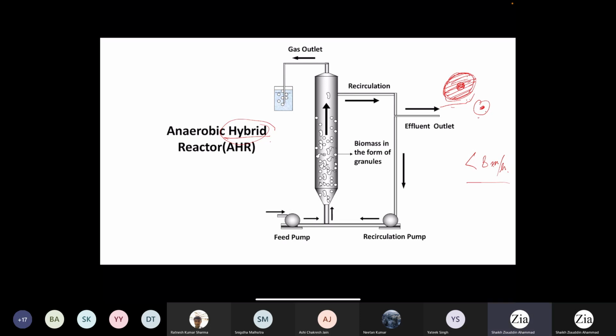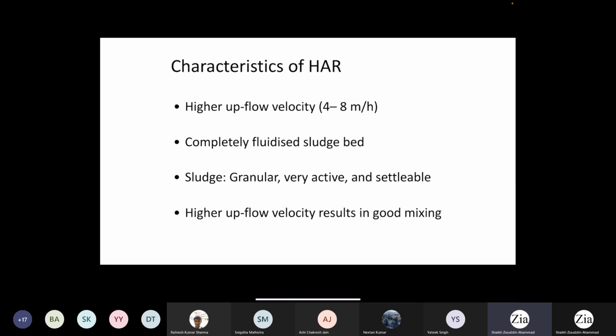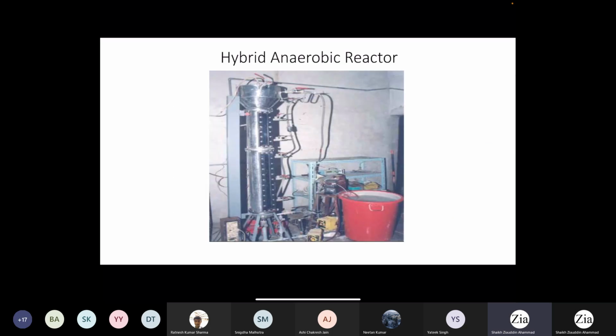So in this reactor system, we'll again get almost all the characteristics of the fluidized bed reactor. The only difference is that the upflow velocity is less, so the energy cost will be less, and you can get good performance comparable with the fluidized bed reactor system. Another advantage is that as the inert material is replaced by a group of bacteria, in the same volume you are getting more biomass. So you can get a little higher conversion compared to the standard fluidized bed reactor system. These are the characteristics of this hybrid anaerobic reactor.